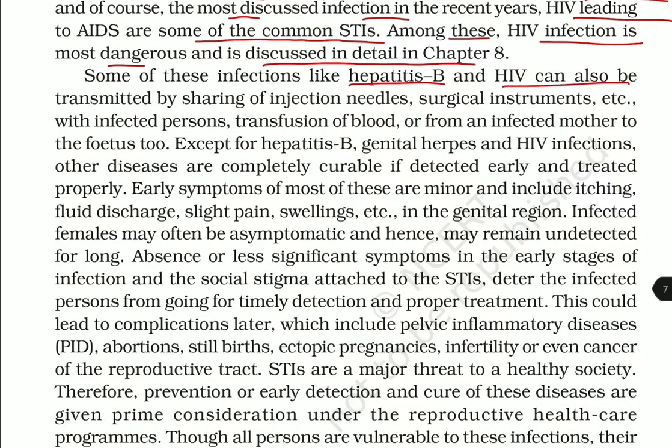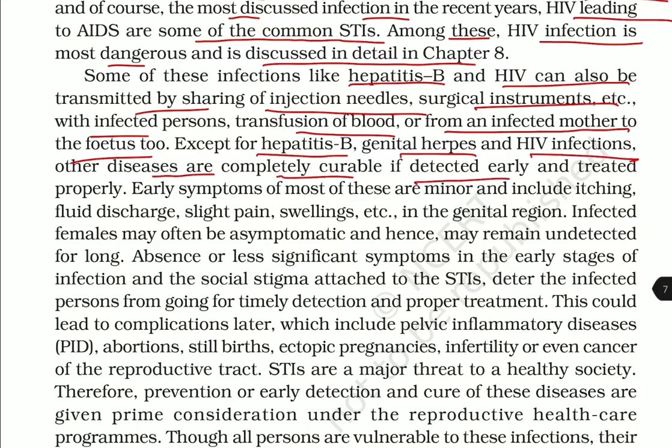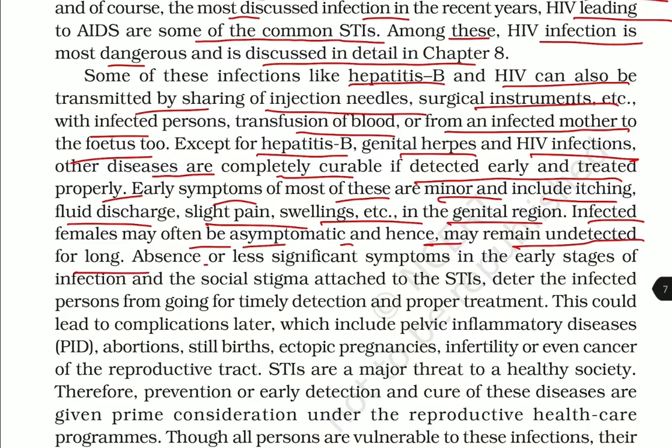Some of these infections, like hepatitis B and HIV, can also be transmitted by sharing injection needles, surgical instruments, etc. with infected persons, by transfusion of blood, or from an infected mother to the fetus. Except for hepatitis B, genital herpes and HIV infections, other diseases are completely curable if detected early and treated properly. Early symptoms of most of these are minor, including itching, fluid discharge, slight pain, swelling, etc. in the genital region. Infected females may often be asymptomatic and hence may remain undetected for long.